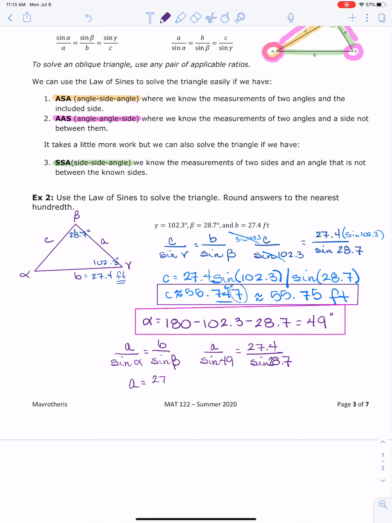A equals 27.4 times the sine of 49. Again, I'm going to be very aware of the fact that I have to make sure I close that back parenthesis before I divide by the sine of 28.7. I did not figure this out beforehand. It's not in my answer key. So 27.4 times the sine of 49 divided by the sine of 28.7, and I get 43.061. I'm going to write that in just so I make sure that I round correctly.